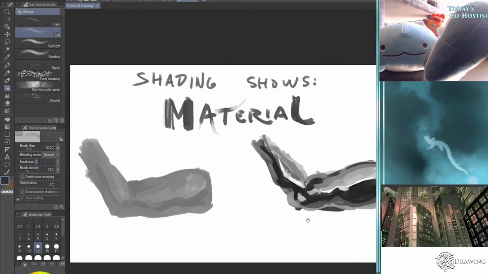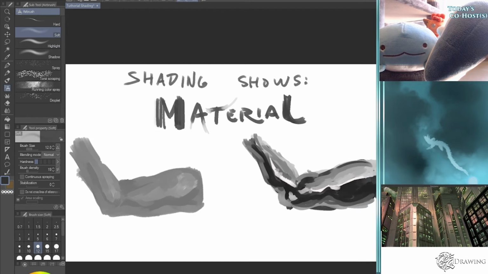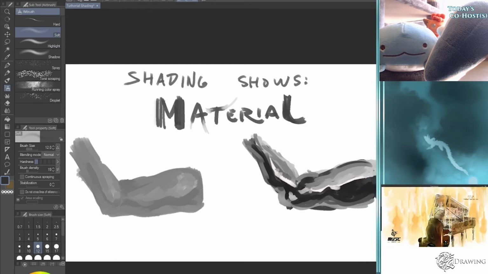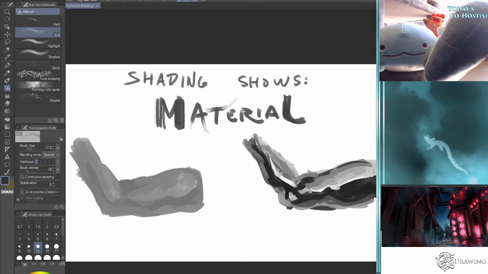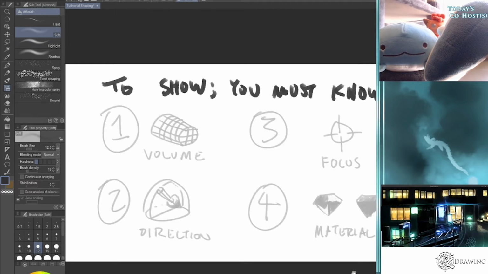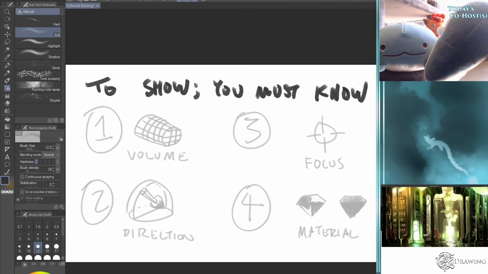The quality of an object, the texture of that object, can be shown through how you shade it. It's important to remember that this is a thing. In order to shade, we need to know volume, direction, focus, and material. You need to know what your drawing is made of. Okay?